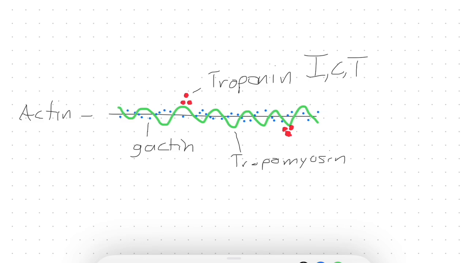Myosin filaments form thick filaments. These filaments slide past each other during muscle contraction, facilitated by molecular interactions between the actin and the myosin.